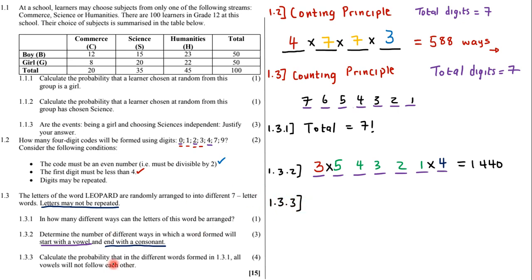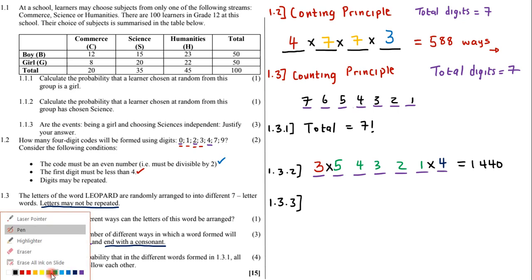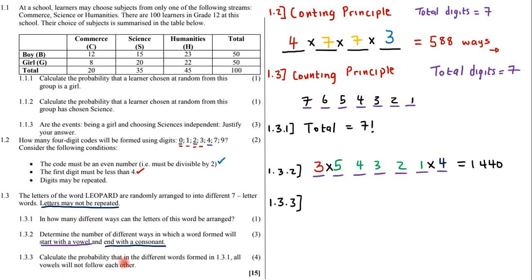1.3.3, right? So the question here, it says calculate the probability that in the different words formed in 1.3.1, all vowels will not follow each other. So basically here, they want us to calculate the probability where all vowels may not have a chance of following each other. All right, so now how do we do this?